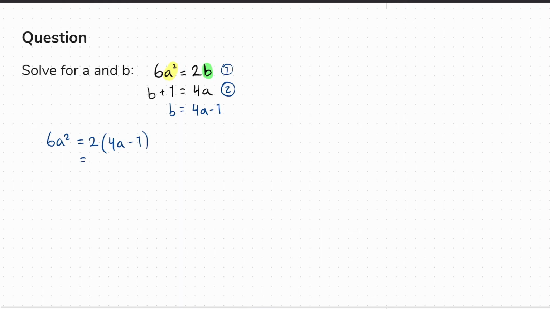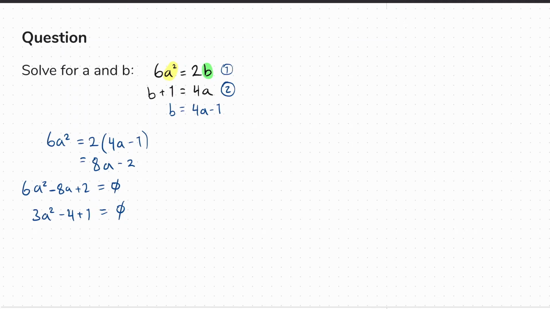I can expand that and then move it all to the left-hand side. So 6a squared minus 8a plus 2 is equal to 0. Now that it's equal to 0, I can start trying to solve this quadratic as usual. So because 6a squared, 8a, and 2 all have a factor of 2, I can immediately divide both sides by 2, giving me this. Remember, 0 divided by 2 is 0.